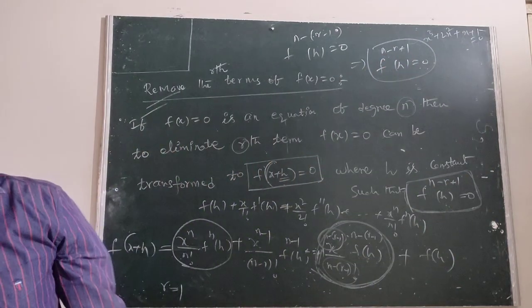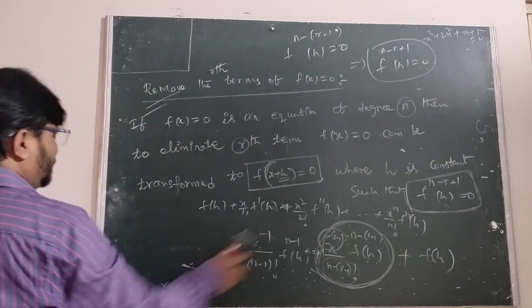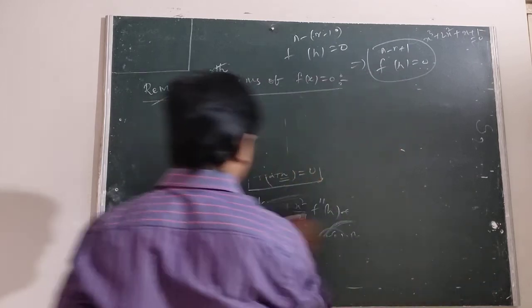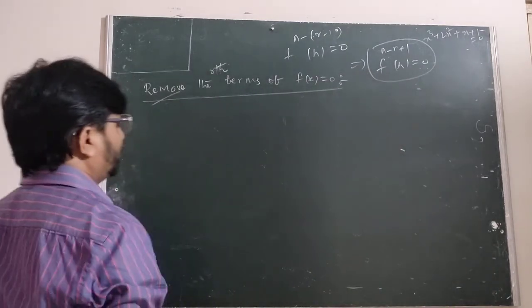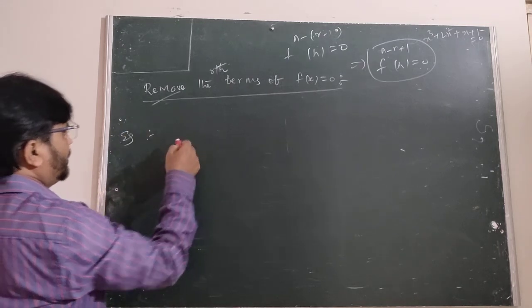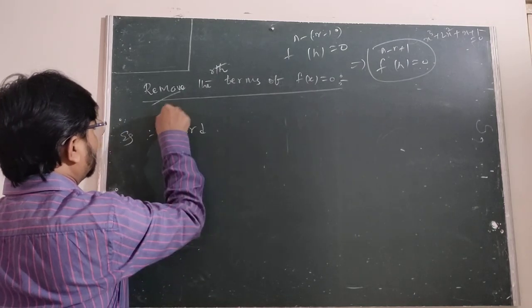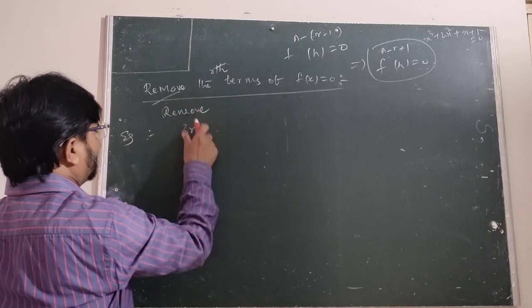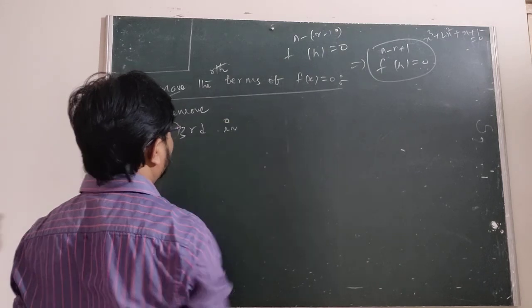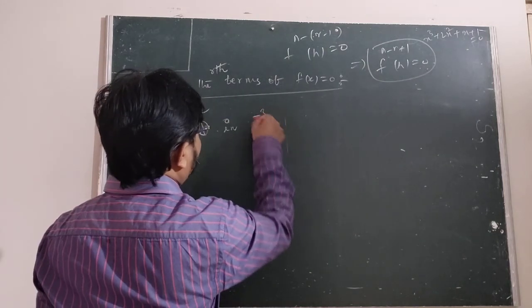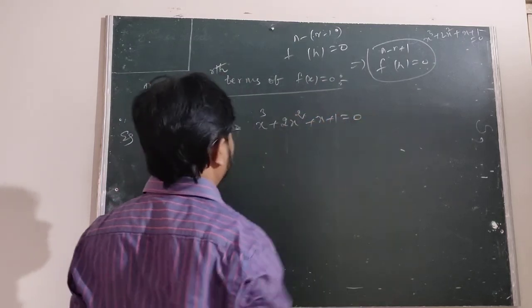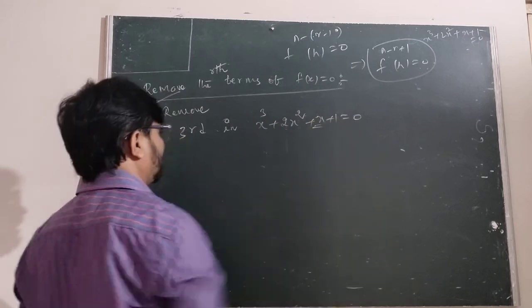Suppose we take an example. Remove the third term in the equation x cube plus 2x square plus x plus 1 equal to 0. 1, 2, 3. This is the third term.